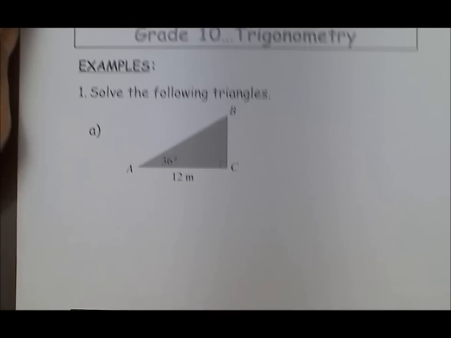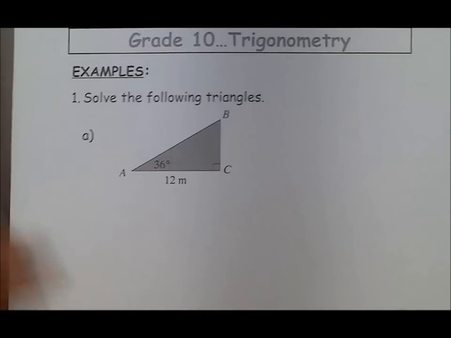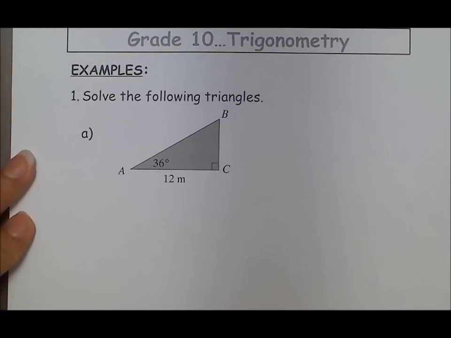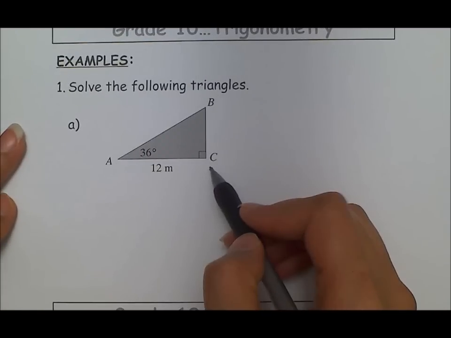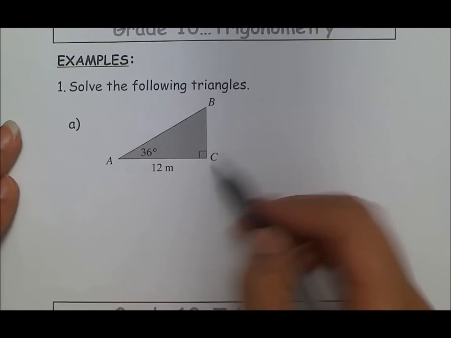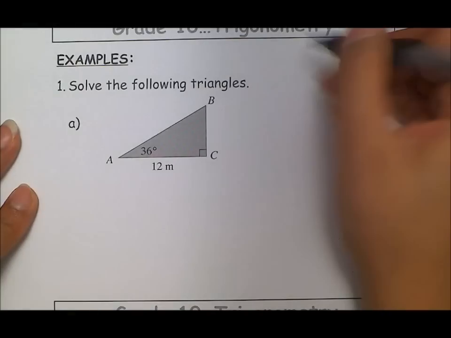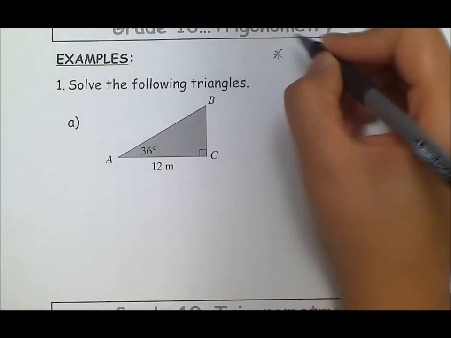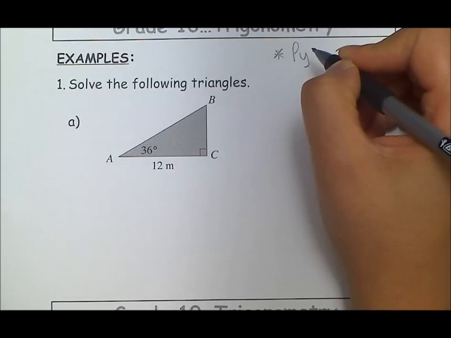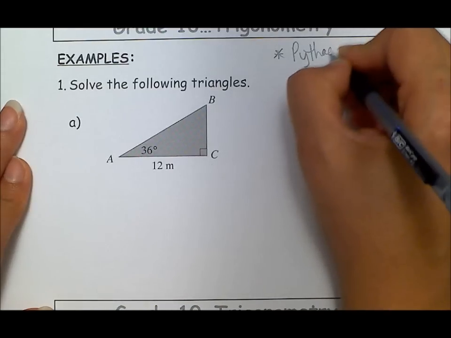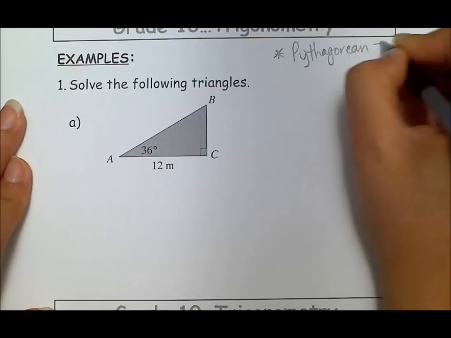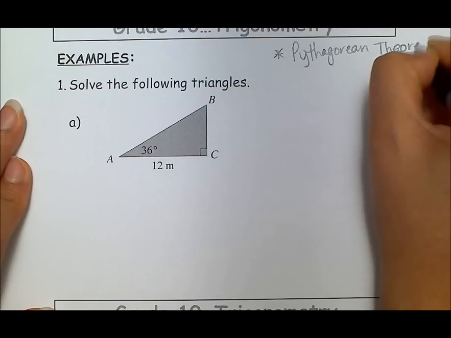The first example asks us to solve the following triangles. Actually, it's the same example, but there are two parts to it. In the first triangle, you'll notice that you're given a right angle triangle, and so what we're going to do is try to solve this. And remember, when you are given a right angle triangle, remember the Pythagorean theorem or SOHCAHTOA. So those are the two concepts that we're going to use: the Pythagorean theorem and SOHCAHTOA.